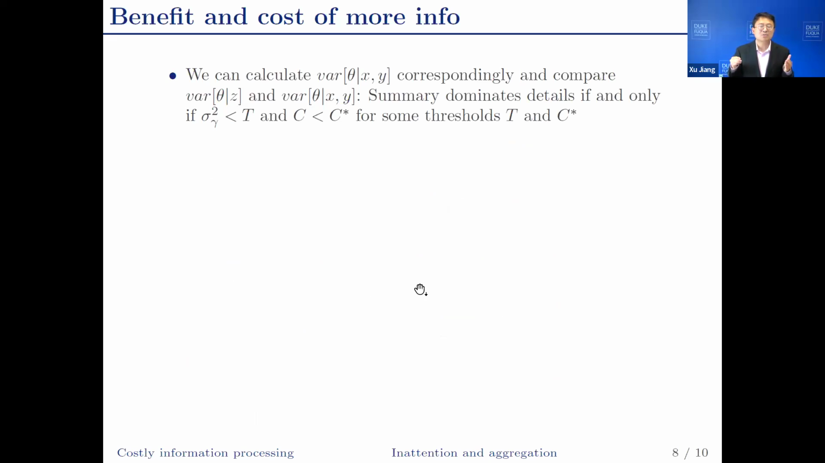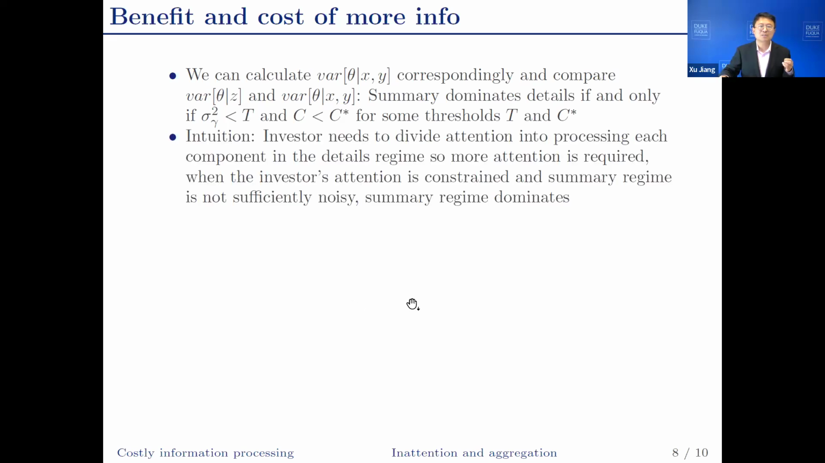And so we have sigma 1 square and sigma 2 square. So we can calculate the posterior variance of theta conditional on x and y correspondingly, and we compare the two posterior variances. So the result is: summary is going to dominate details if and only if sigma gamma square is smaller than some threshold and the capacity is smaller than some threshold.